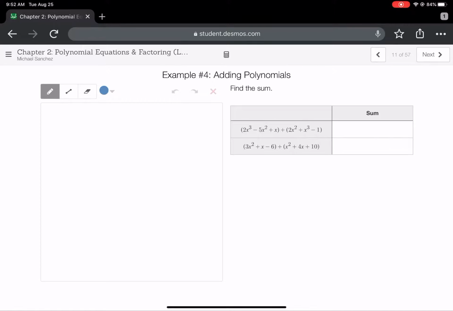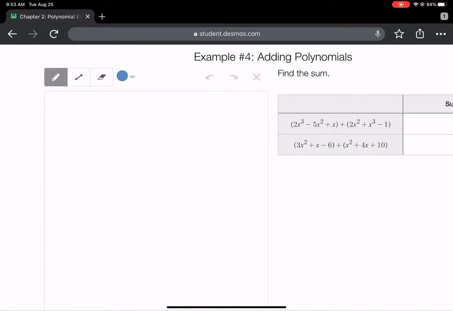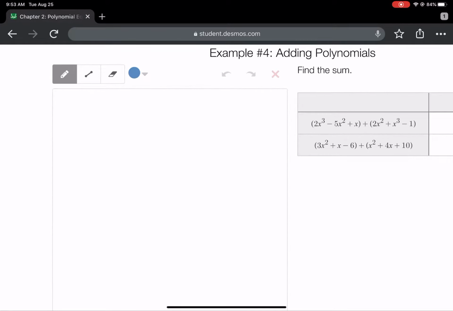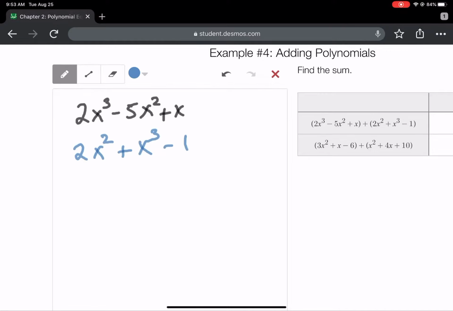All right, so adding polynomials. When you're adding polynomials, it's basically like adding regular numbers. The only difference is that we can only add the terms that are the same with each other. So if I have this first one where I have 2x to the power of 3 minus 5x to the power of 2 plus x, and I'm adding it to my second polynomial, which is 2x to the power of 2 plus x to the power of 3 minus 1.